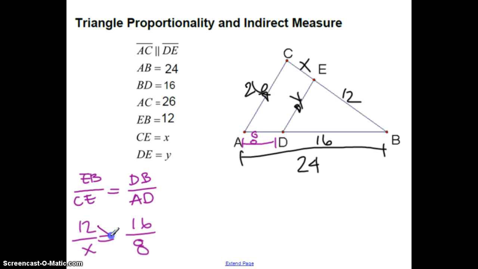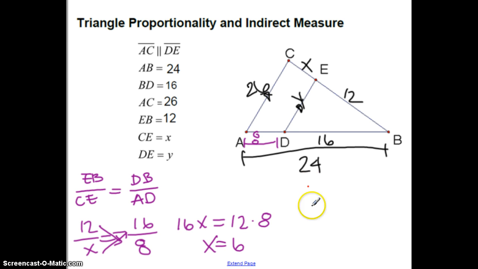To solve for X, you're going to cross multiply. You get 16X equals 12 times 8. Go through and solve for X, and X is going to equal 6. Now we have to go through and solve for Y. So I found that X is 6, right?